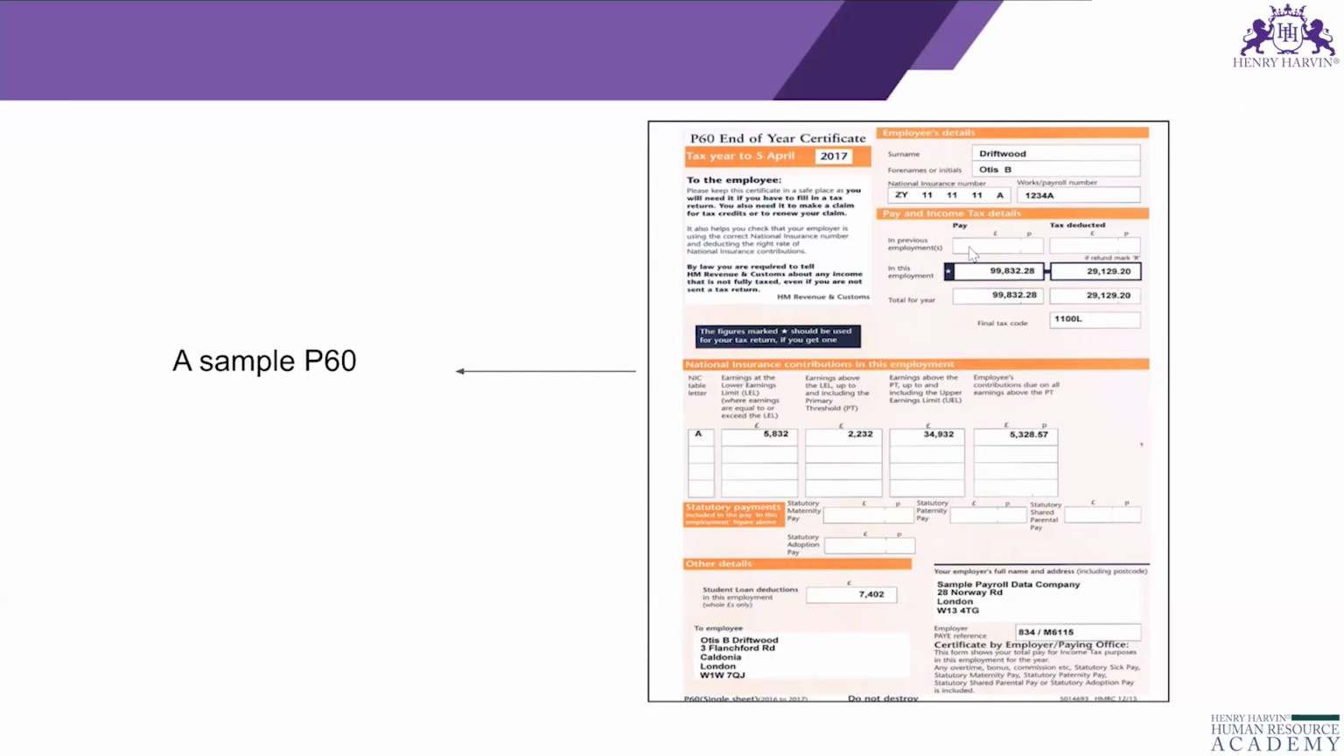If there is no dual employment in that period, everything will be in this employment for the entire financial year. Then the total of the tax year will be mentioned here. Then the final tax code will be mentioned here. Then you see this NI table below.